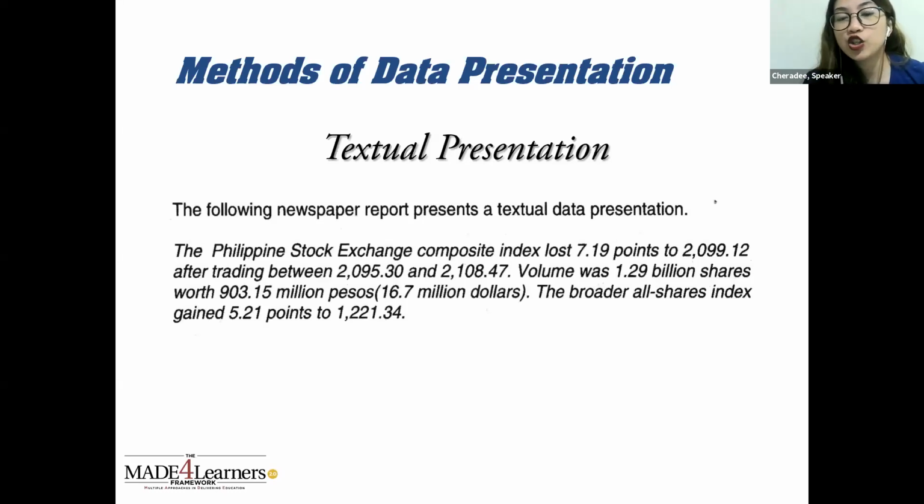The Philippine Stock Exchange Composite Index lost 7.19 points to 2099.12 after trading between blah, blah, blah. So meaning to say, it's just basically discussing the numbers in text. All right? But some newspapers or blogs or whatever articles, they even have graphs, but they still put text, just to support the graph, because some people don't know how to read the graph. So the people will have to rely on what is written in the text.